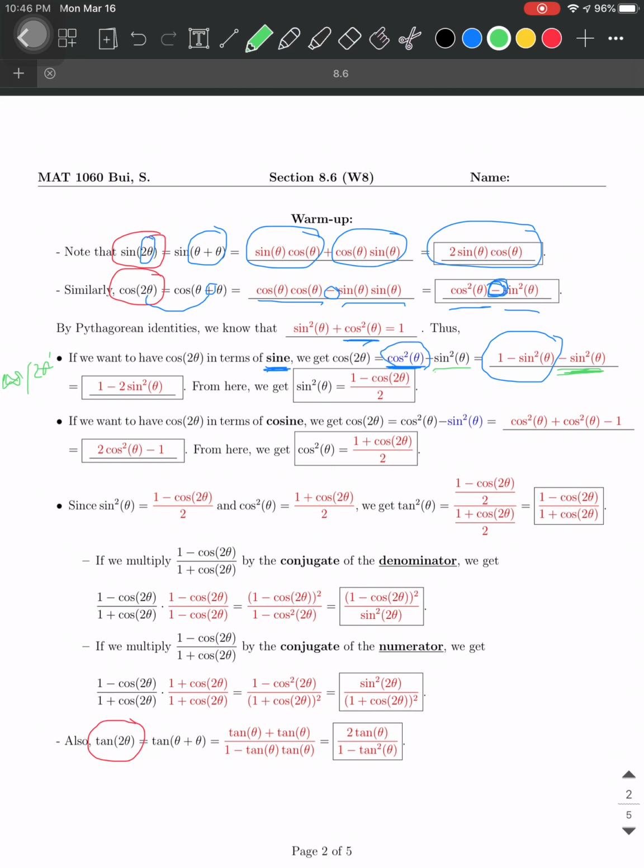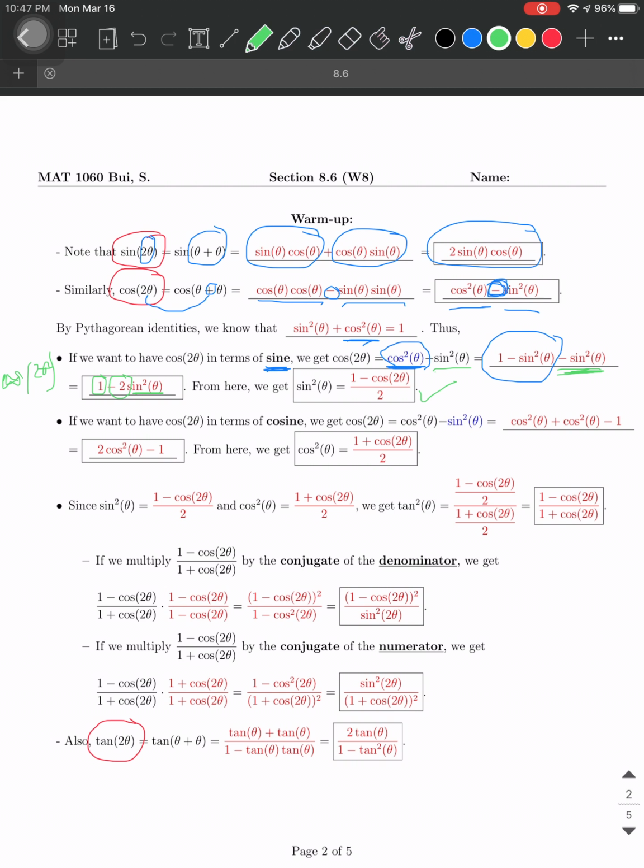And I'm so sorry for my bad writing. So technically, this is cosine 2 theta equals 1 minus 2 sine squared theta. And in here, if you want to solve for sine squared of theta, first of all, we're going to have to get rid of the 1 by subtracting 1 from both sides. And after that, we divide both sides by -2. And then we have the formula right here.